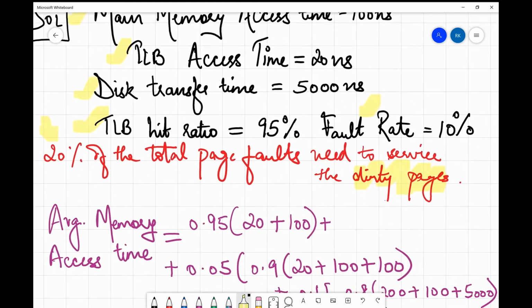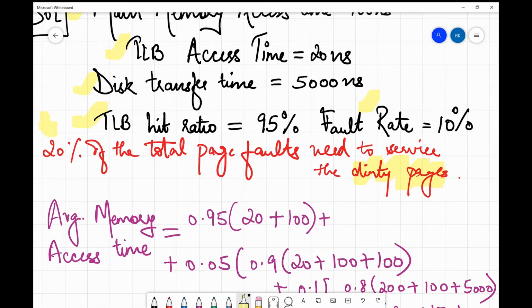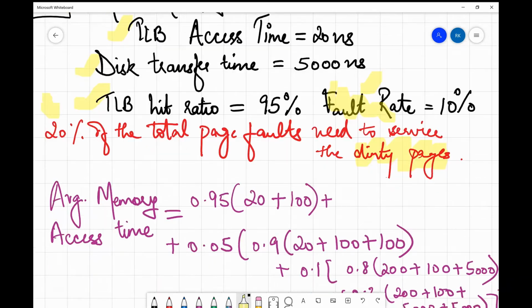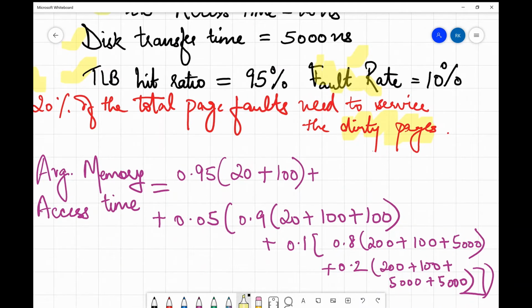This is very similar to the basic formula, but obviously since they have added some more things to it, like fault rates and the dirty page update, it is a bit modified. But I'll explain how I have written this. First of all, since 95% of the cases we have a TLB hit, that means 0.95 times, or 95% of the time, we'll find the entry of the frame in the TLB table, right?